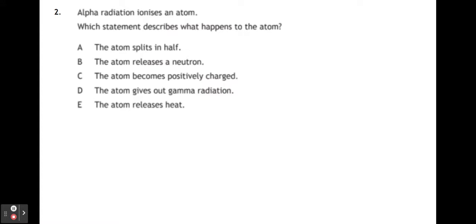Question number 2. Alpha radiation ionizes an atom. Which statement describes what's happened to the atom? Okay, so think about this and I'll tell you the answer in a second. Okay, so ionization occurs when an atom loses or gains an electron. Now, if the atom were to lose an electron, it would become positively charged. So the answer is C.